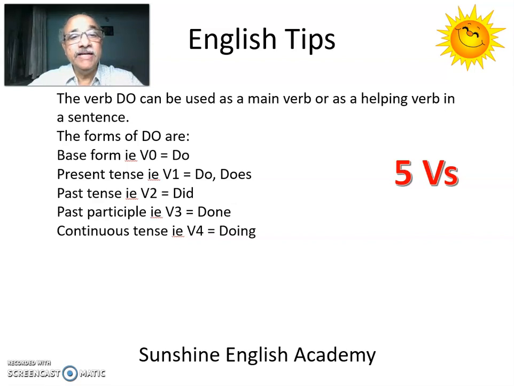In the perfect tenses, do becomes done. This is the V3 form, also called the past participle form. And in the continuous tense, do becomes doing. This is the V4 form of do.